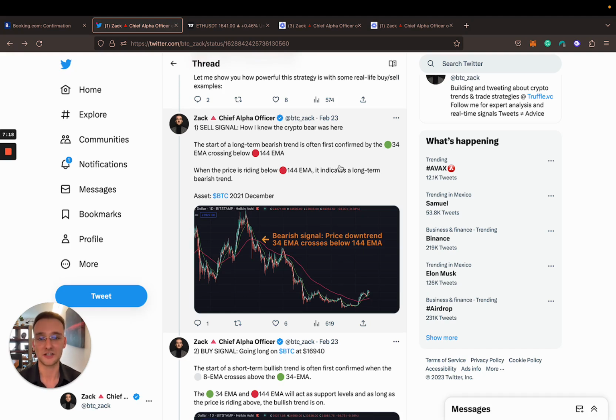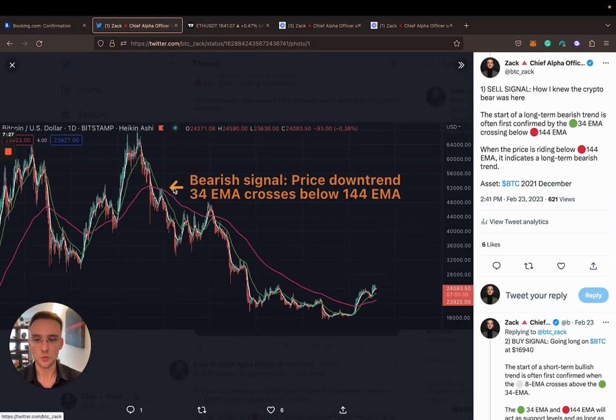How I knew that the crypto bear market was here, and why I went into cash when Bitcoin was around $50,000. Now, let's pull up this chart. What do we see here? We see the red line being the 144 EMA, the long-term trend line. Let's look at the 34 EMA, which is the medium-term trend confirmation. And of course, we have the 8 EMA, which is the shorter time frame trend. The 8-day, the 34-day, the 144 days.